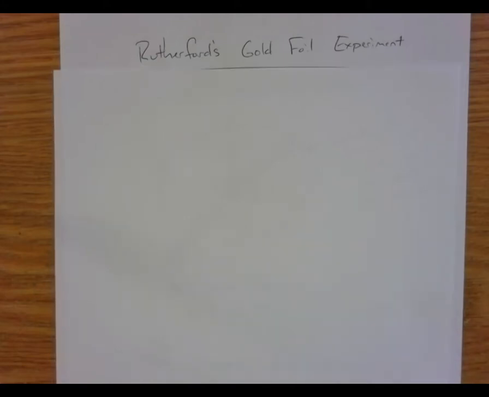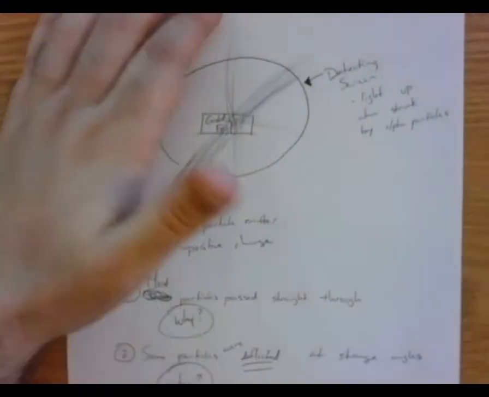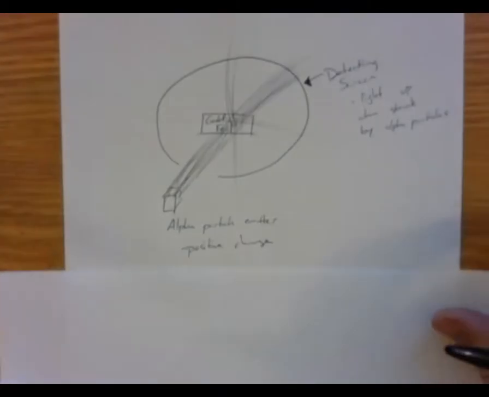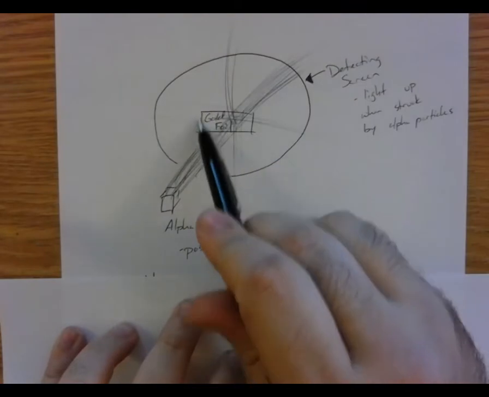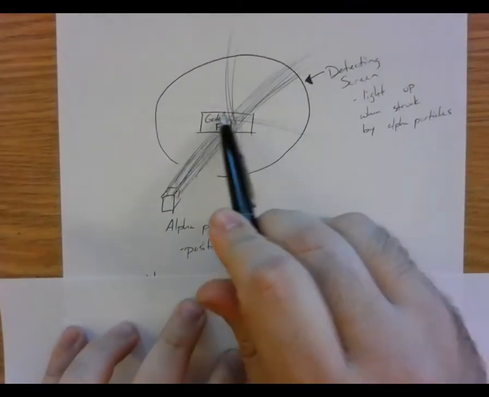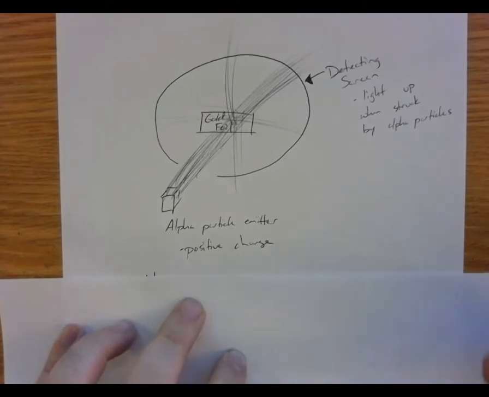So we're starting with Rutherford's gold foil experiment. Obviously that's the name. Then we'll come down here, and I have a little drawing to help us. A few things that I want to talk about in this drawing. Right here in the center, there is a piece of gold foil. Think about aluminum foil, except instead of being made out of aluminum, it's made out of gold.